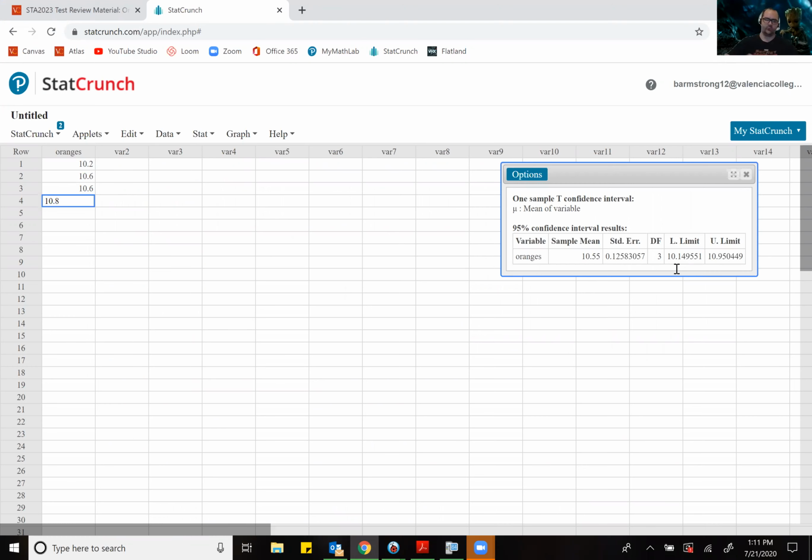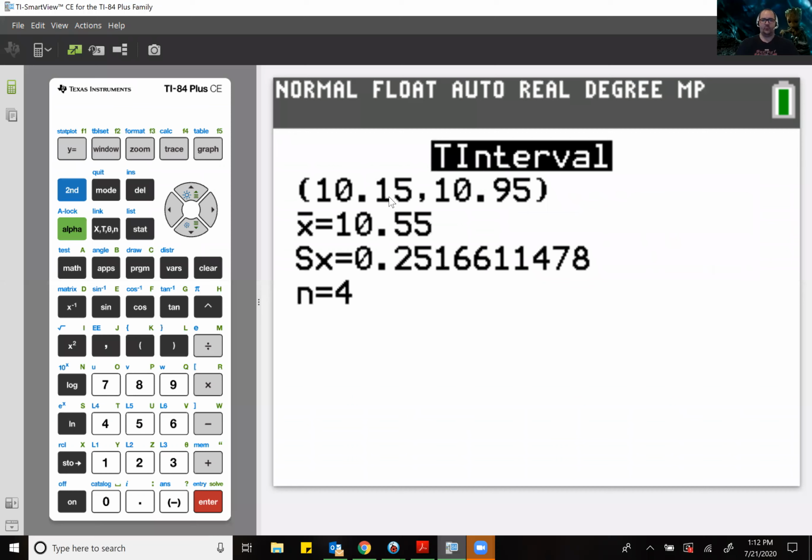So our calculator was actually A-okay. They just didn't show us the extra 0. So 150 and 10.950. So there we go. Which matches, again, our calculator, 10.150, 10.950. Okay, our calculator actually did the rounding for us.